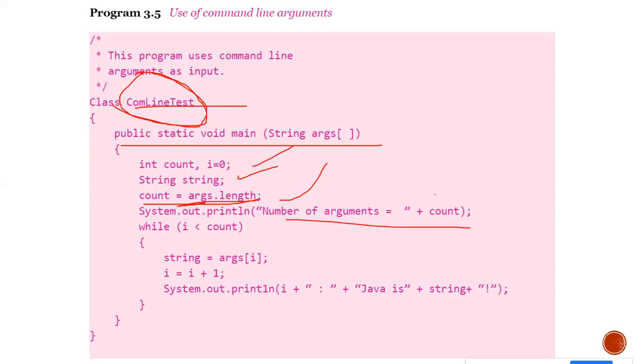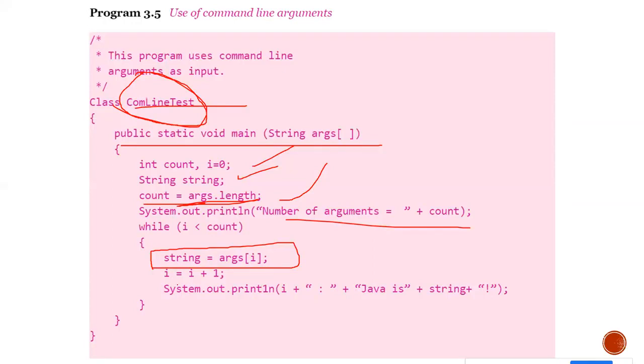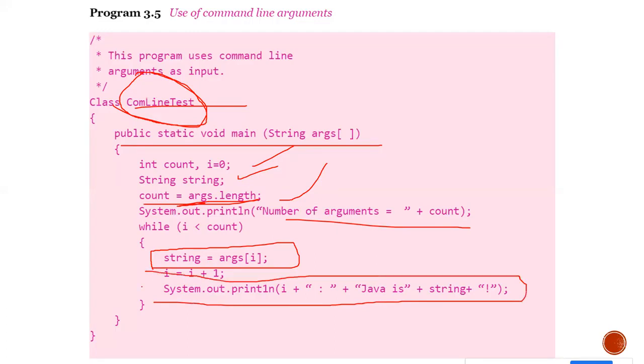Name is equal to aux.i. So this name has been assigned to the string is equal to aux.i. So it has been assigned here. 8 arguments are being passed and each argument has been assigned to a string and displayed in the System.out.println, where I am displaying "Java is" followed by the string.